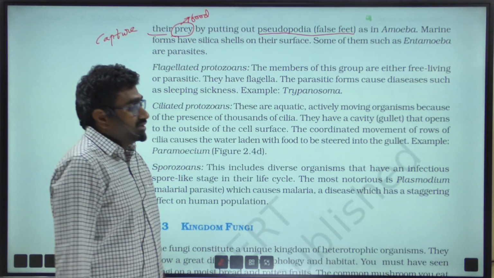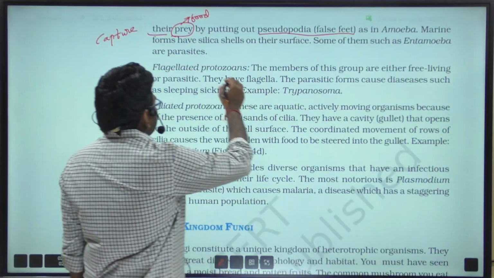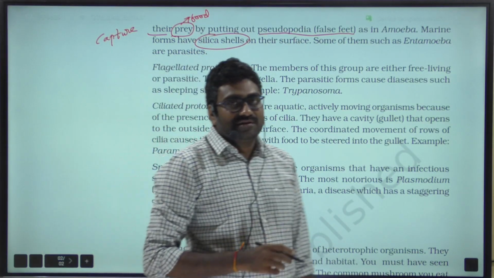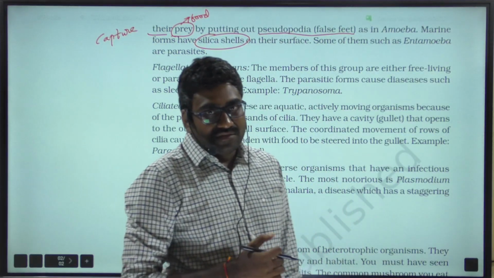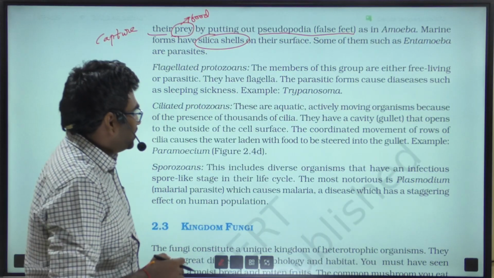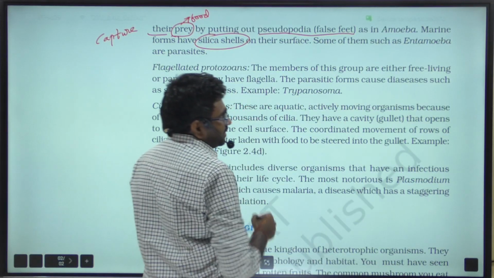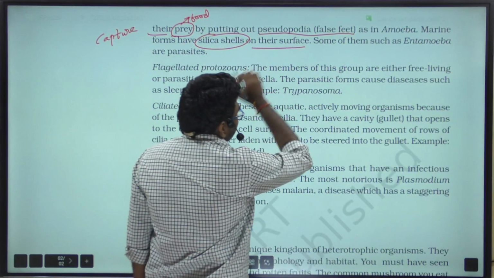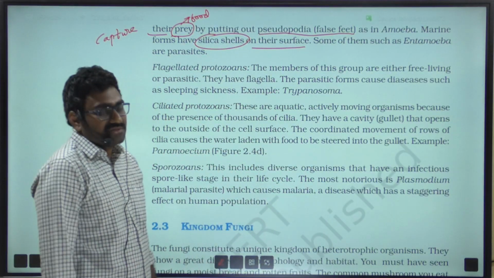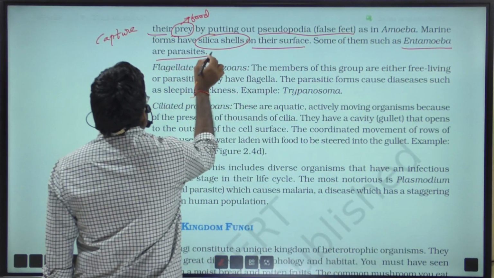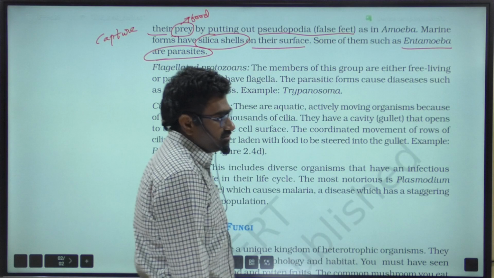Another important thing is that the marine forms have silica shells. We came across the word silica in chrysophytes and now in amoeboid protozoans. Remember, very very important. The amoeboid marine forms have silica shells on their surface. Some of them, such as Entamoeba, are parasites.